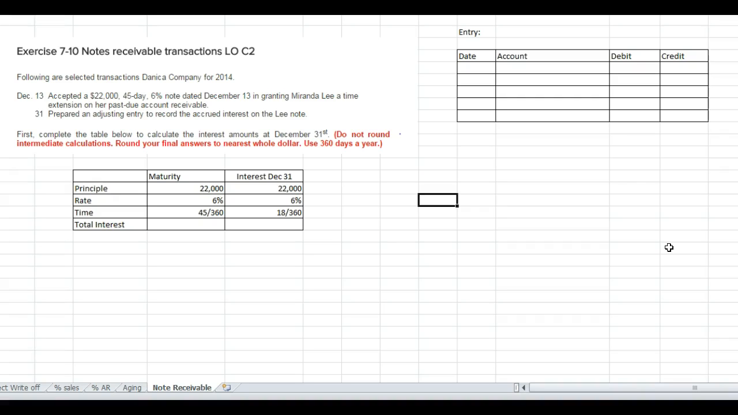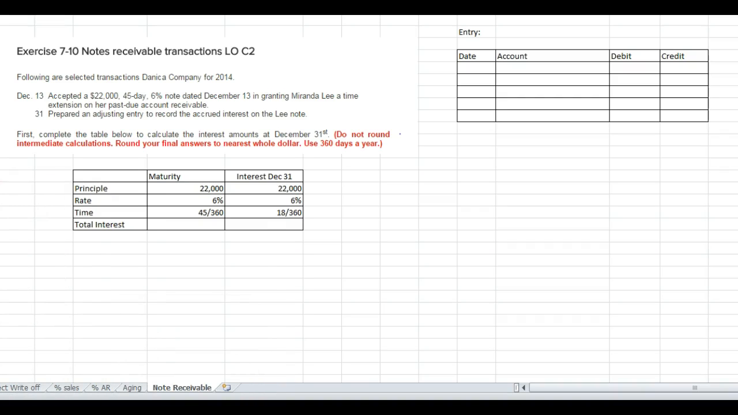And most of the time you take notes receivable from customers who need an extension of their accounts receivable, that they can't pay it. So that's what we're looking at here. And the first one on December 13th, we accepted a $22,000 note for 45 days at 6% annual. And it's dated the 13th, and we've granted Miranda Lee a time extension. So we're going to prepare an adjusting entry to record all of this, okay?